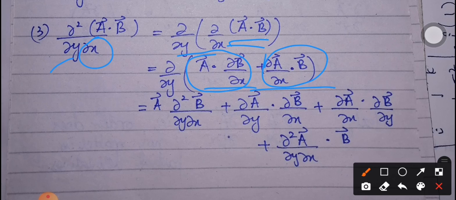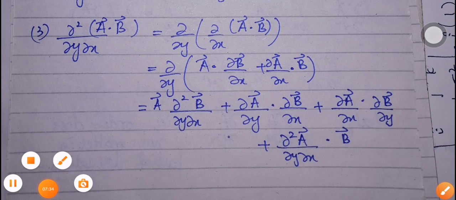So this is going to be a · ∂²b/∂y∂x plus ∂a/∂y · ∂b/∂x plus, now I'm going to apply the rule on it as well. So I have to take the derivative of b first, so ∂a/∂x · ∂b/∂y plus ∂²a/∂y∂x · b. So this is how we can perform the double derivative as well.